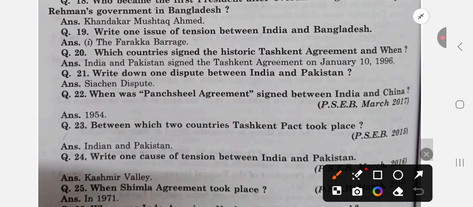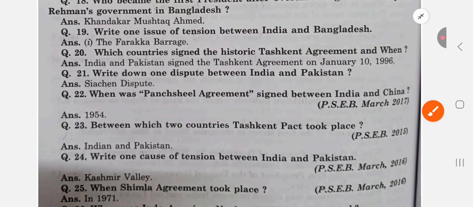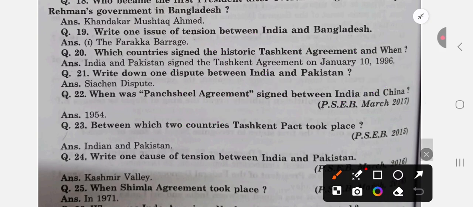Write which countries signed the historic Tashkent Agreement and when. It was India and Pakistan, signed in 1996. No, it is 1966. Comment, dear students, whether it is 1966 or 1996. Write down one dispute between India and Pakistan. Siachen dispute. When was the Panchsheel Agreement signed between India and China? 1954.